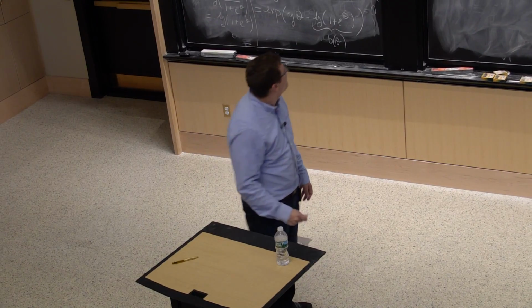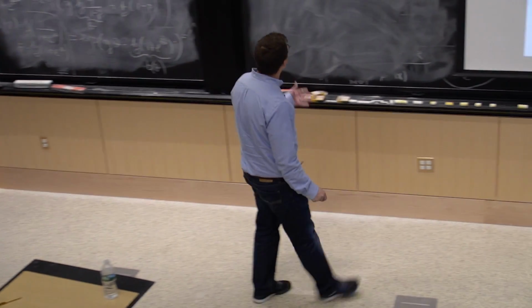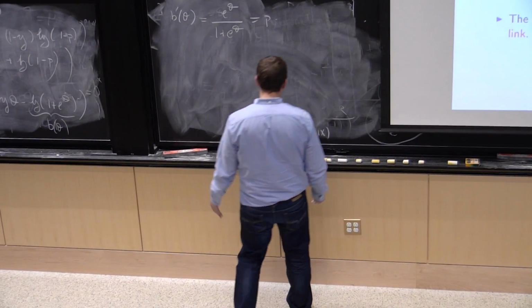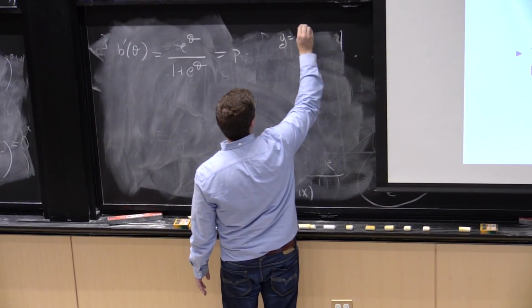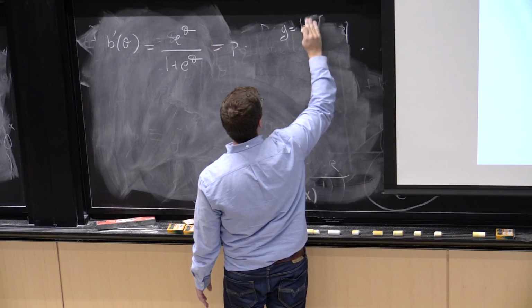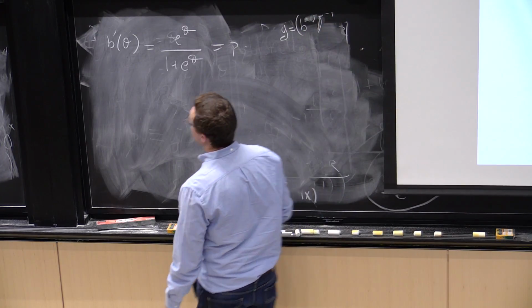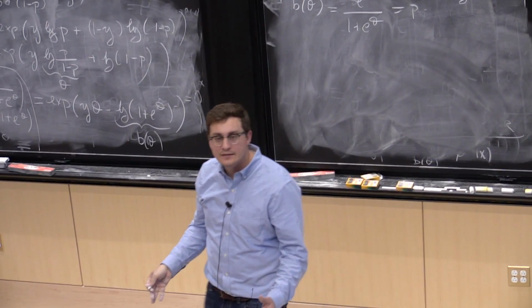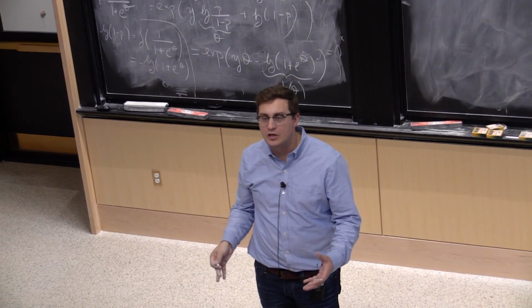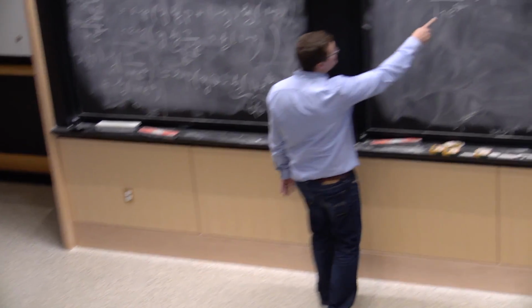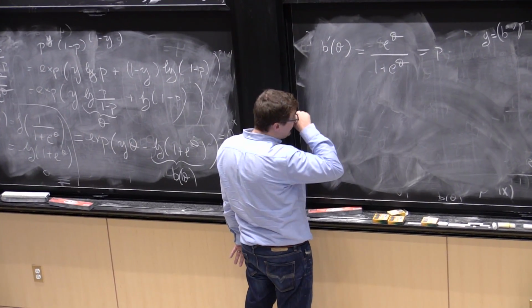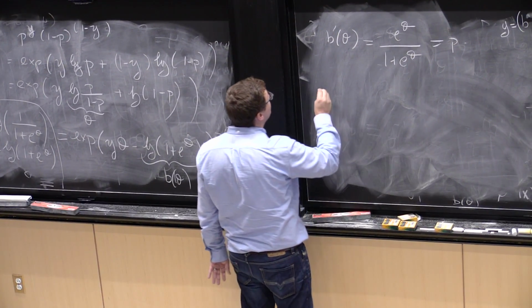All right, so b prime now, we know, oh, I erased it, of course. g, the canonical link, is b prime inverse. And I claim that this is going to give me the logit function, log of mu over 1 minus mu. So let's check that. So b prime is this thing. So now I want to find the inverse.